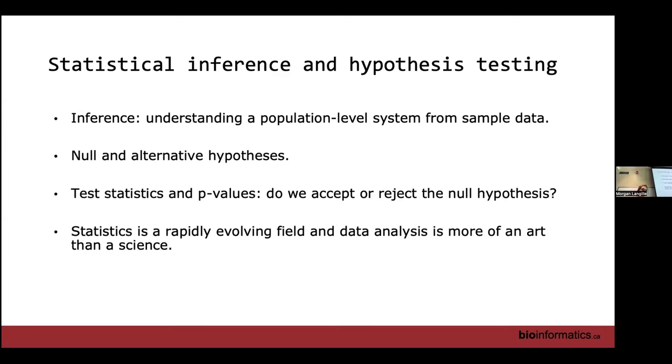You formulate the hypothesis, and then you choose a test statistic. There are lots of different types according to your data characteristics. The mathematical framework essentially gives you a p-value, which tells you with what confidence we can accept or reject that null hypothesis, generally at that magical threshold of 0.05.